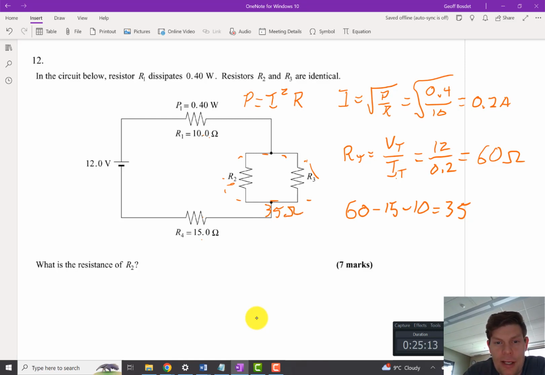But remember, if you've got two resistors in parallel, the net resistance is half what it would be. Like if you got three identical resistors, the net resistance is a third of the resistance of one of them. So if this is half the resistance of one of them, then R2 must be 70. I'll write that out more.